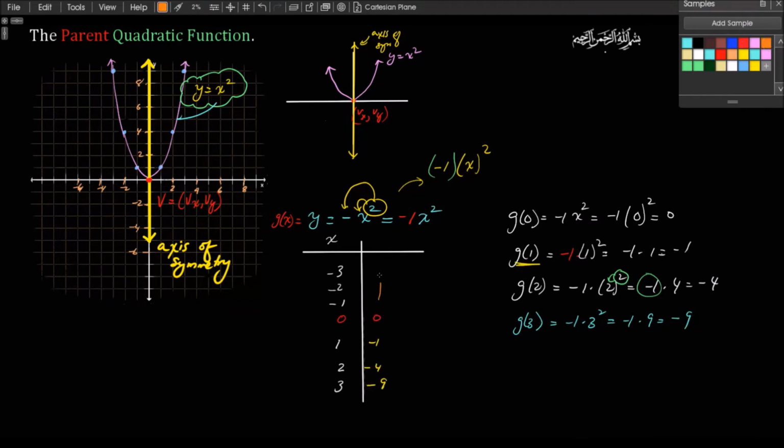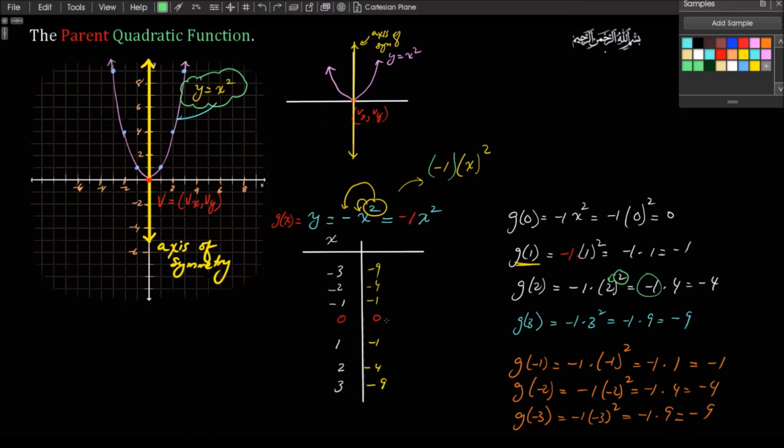Alright, let's go on this side over here. Alright, g of negative 1. Okay, it's negative 1 times negative 1 squared, and that is negative 1. How about g of negative 2? Negative 1 times negative 2 squared is 4, and that's negative 4. How about this?